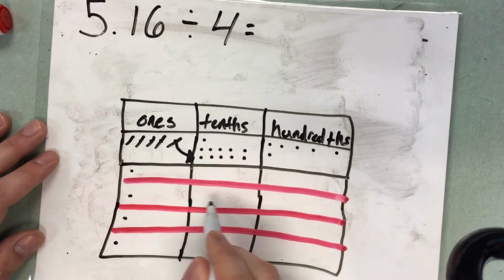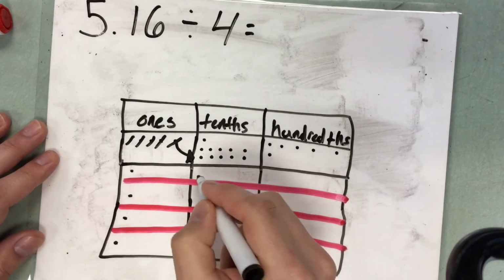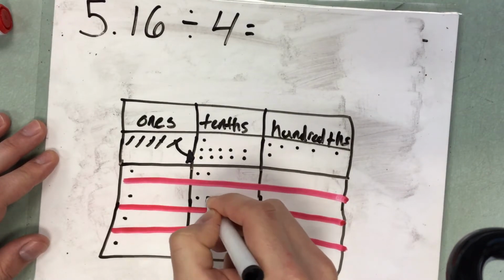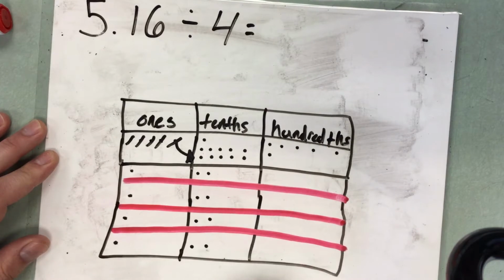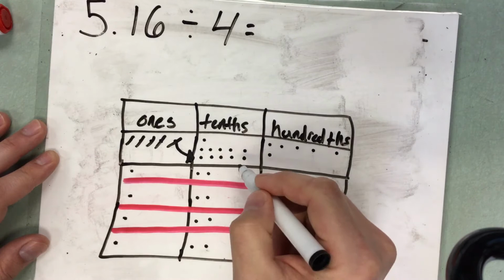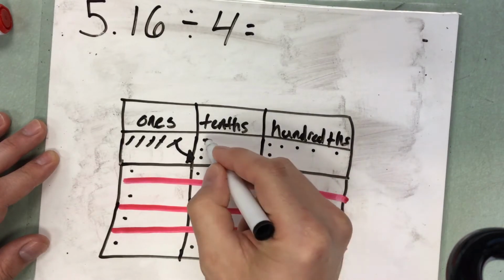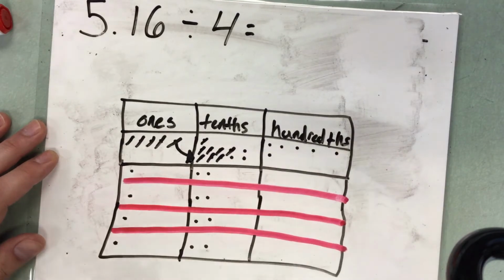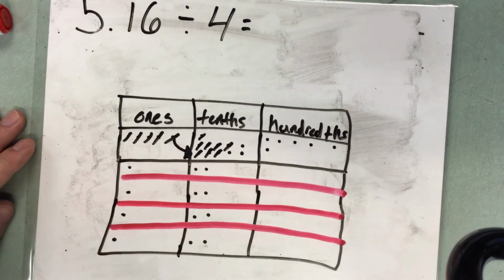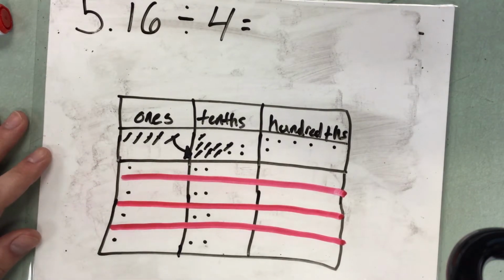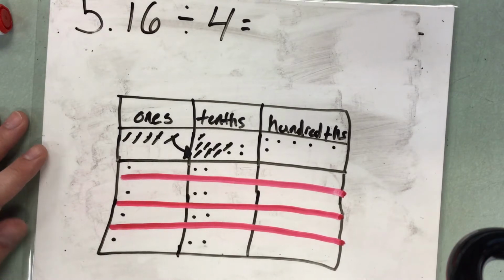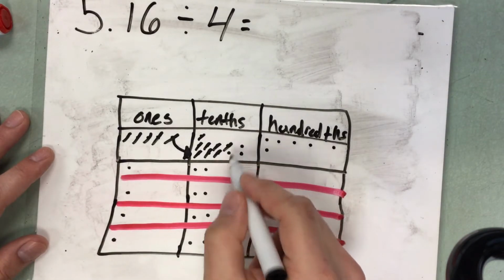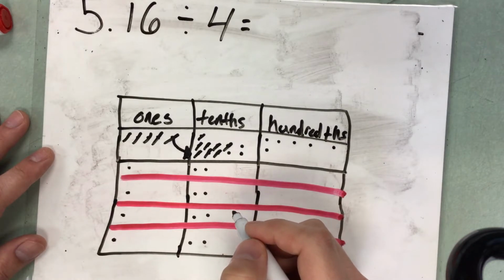How many tenths will each group get? That's 2. So 1, 2, 1, 2, 1, 2, 1, 2. That's a total of how many tenths did I just use? I used 8. So I'm going to mark off 8 tenths. How many tenths am I left with? I'm left with 3 tenths. Can I share those 3 tenths equally among 4 groups? No. So what I need to do is unbundle these tenths and turn them into hundredths.